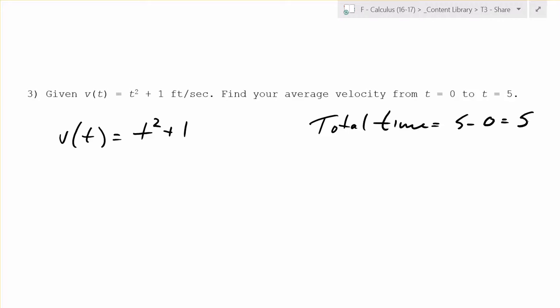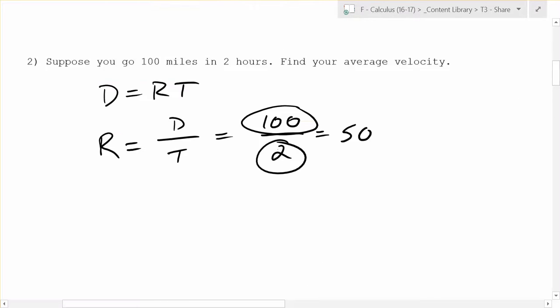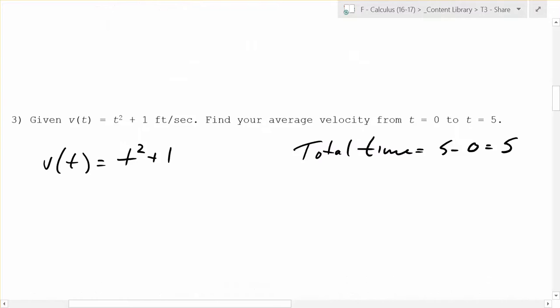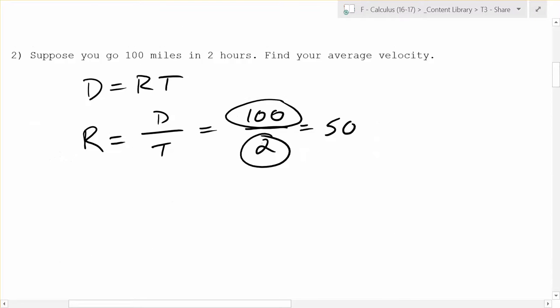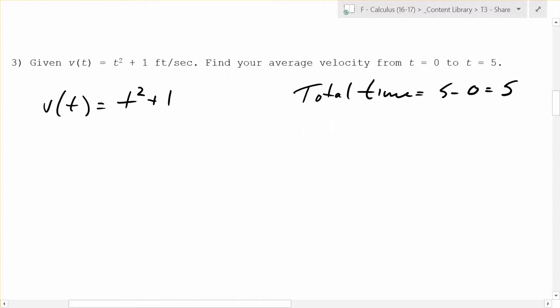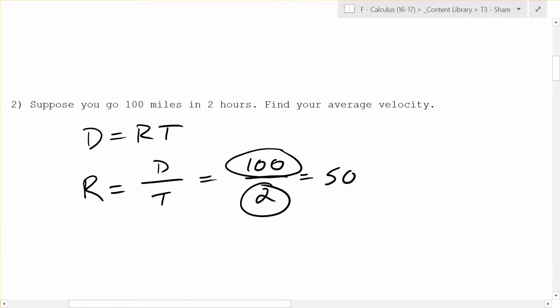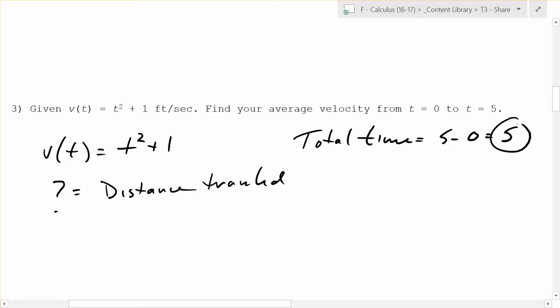What do they not give you directly, though? How is it different than what's up here? What do they give you in this question directly that they don't give you here? The distance traveled. So you don't know the distance traveled. If you had the distance traveled and the time and asked for the velocity, what would you do? You divide distance traveled by time, and you get velocity. What do you have down here? Well, you have the time. What do you need to figure out? The distance traveled. Are you with me so far?